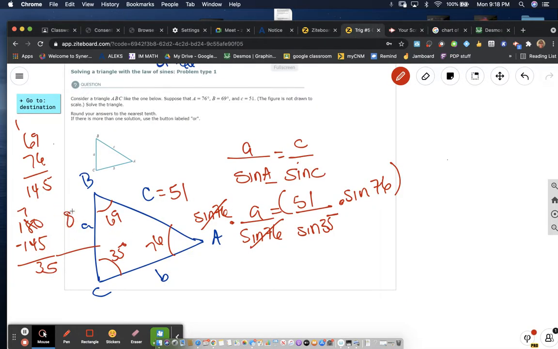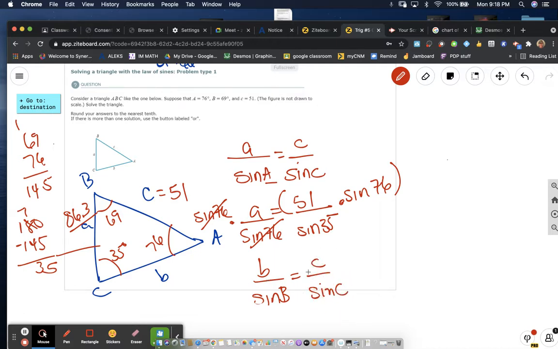So now that we've got 86.3, we now know what A is. Now we need to find B. You can pick either one, because you have A and B, and you have A and C. I usually pick the one they gave us in case I made a mistake. So B over sine B equals C over sine C.